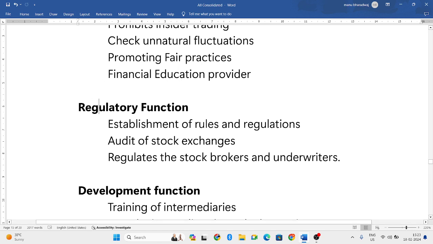Next, regulatory functions. So SEBI establishes rules and regulations. For brokers, there are rules and regulations. For underwriters, there are rules and regulations. Even for the issuer company or the corporations, they have their own rules and regulations. So SEBI has streamlined everyone under its regulatory body.